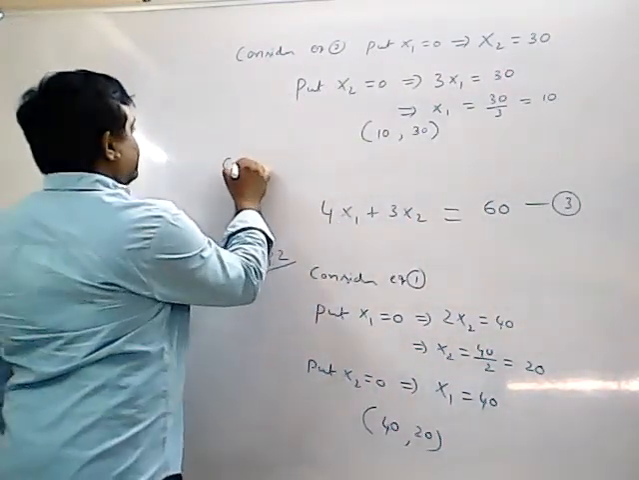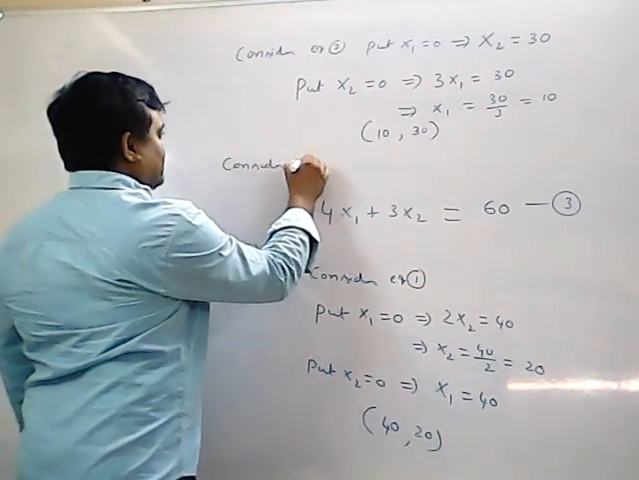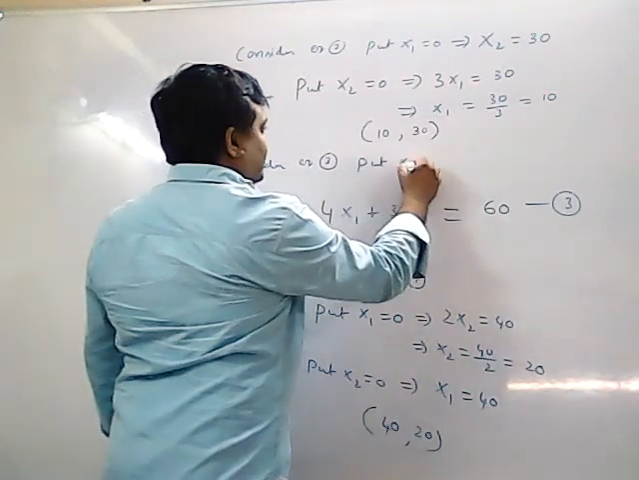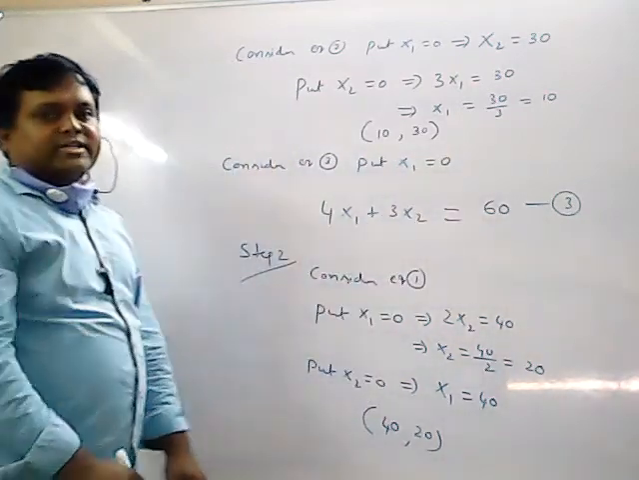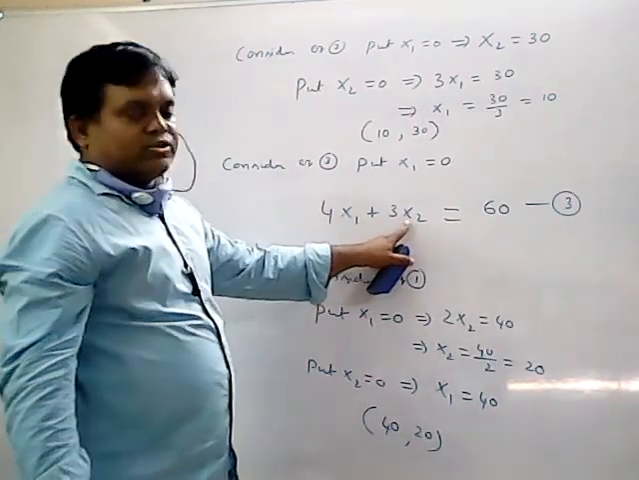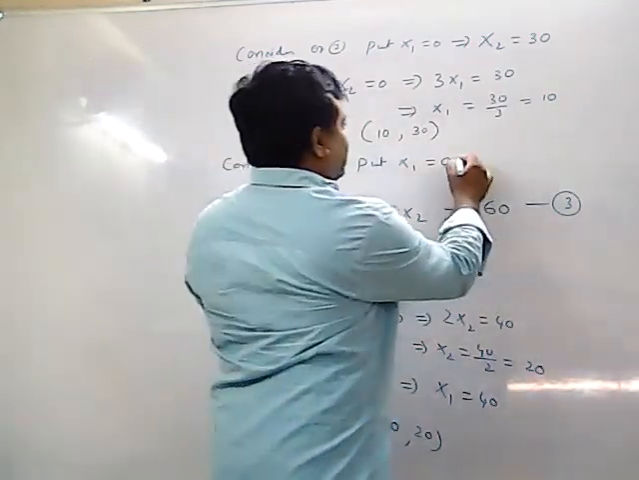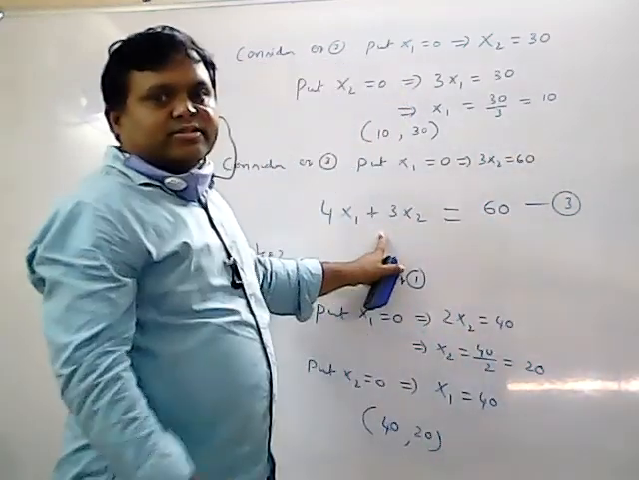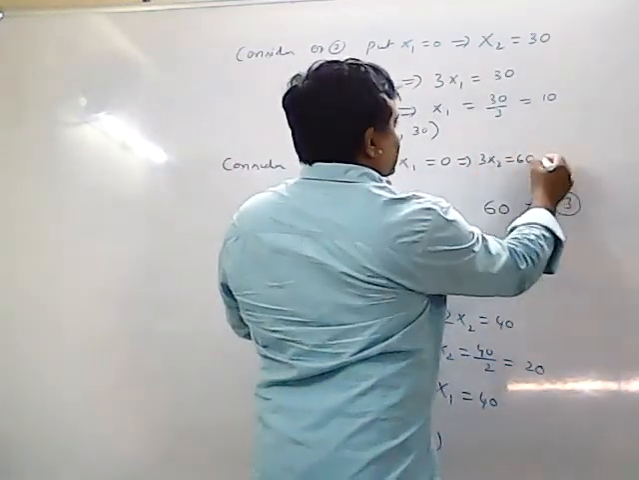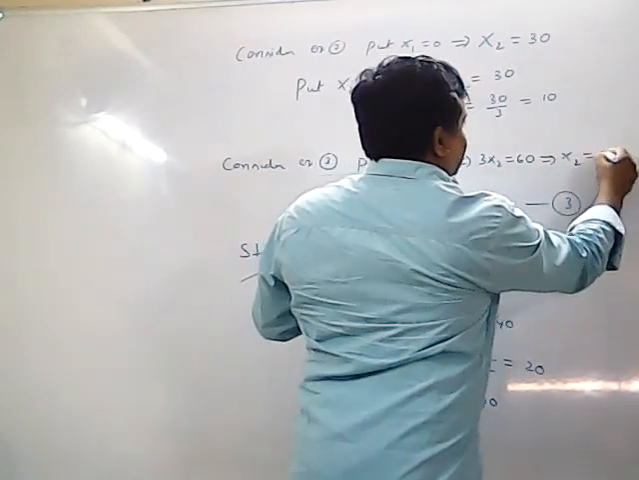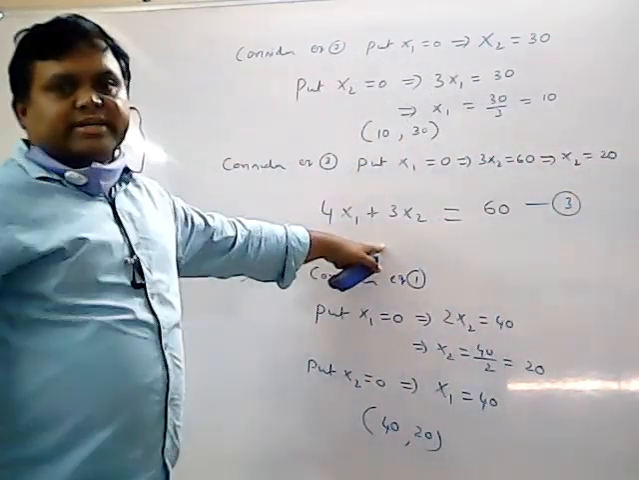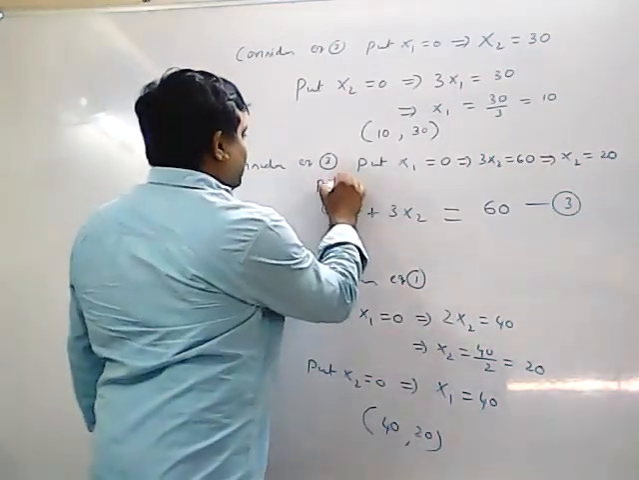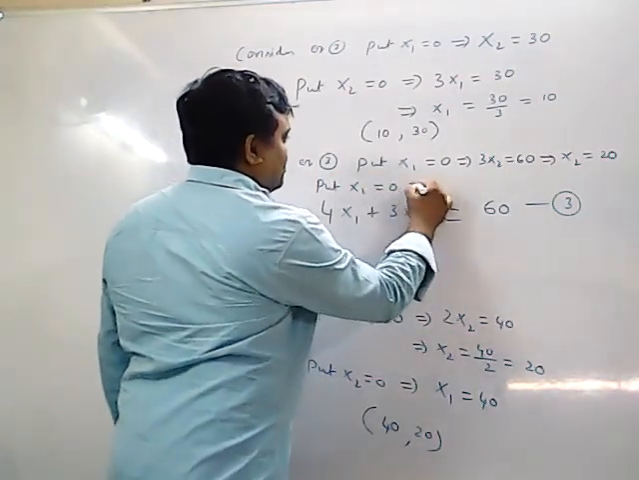Equation 3, consider equation 3. Put x1 equal to 0. x1 equal to 0 means what we will get? 3x2 equal to 60. That means what is the x2 value? We get x2 equal to 60 divided by 20. x2 value is 20. Same in this equation only, put x2 equal to 0 now.